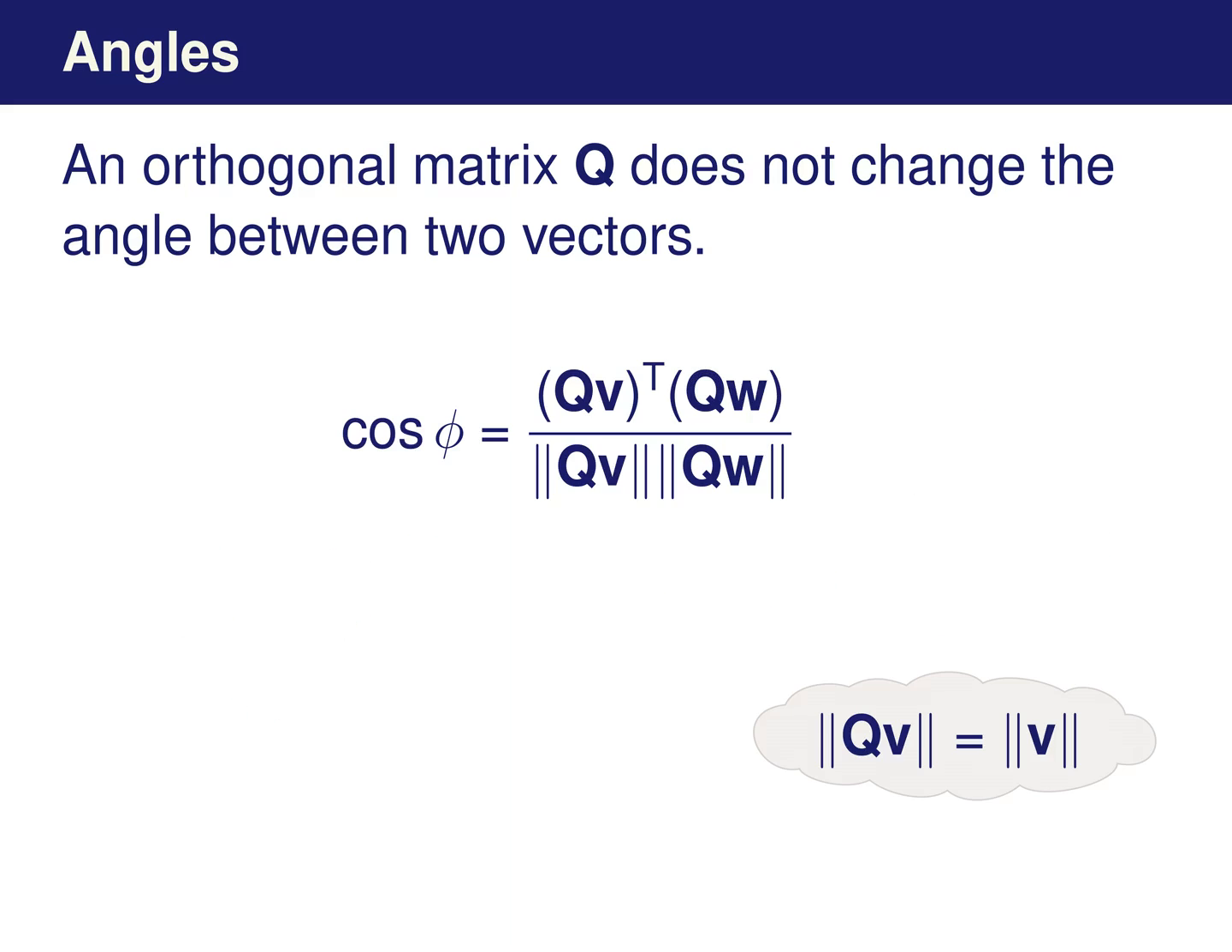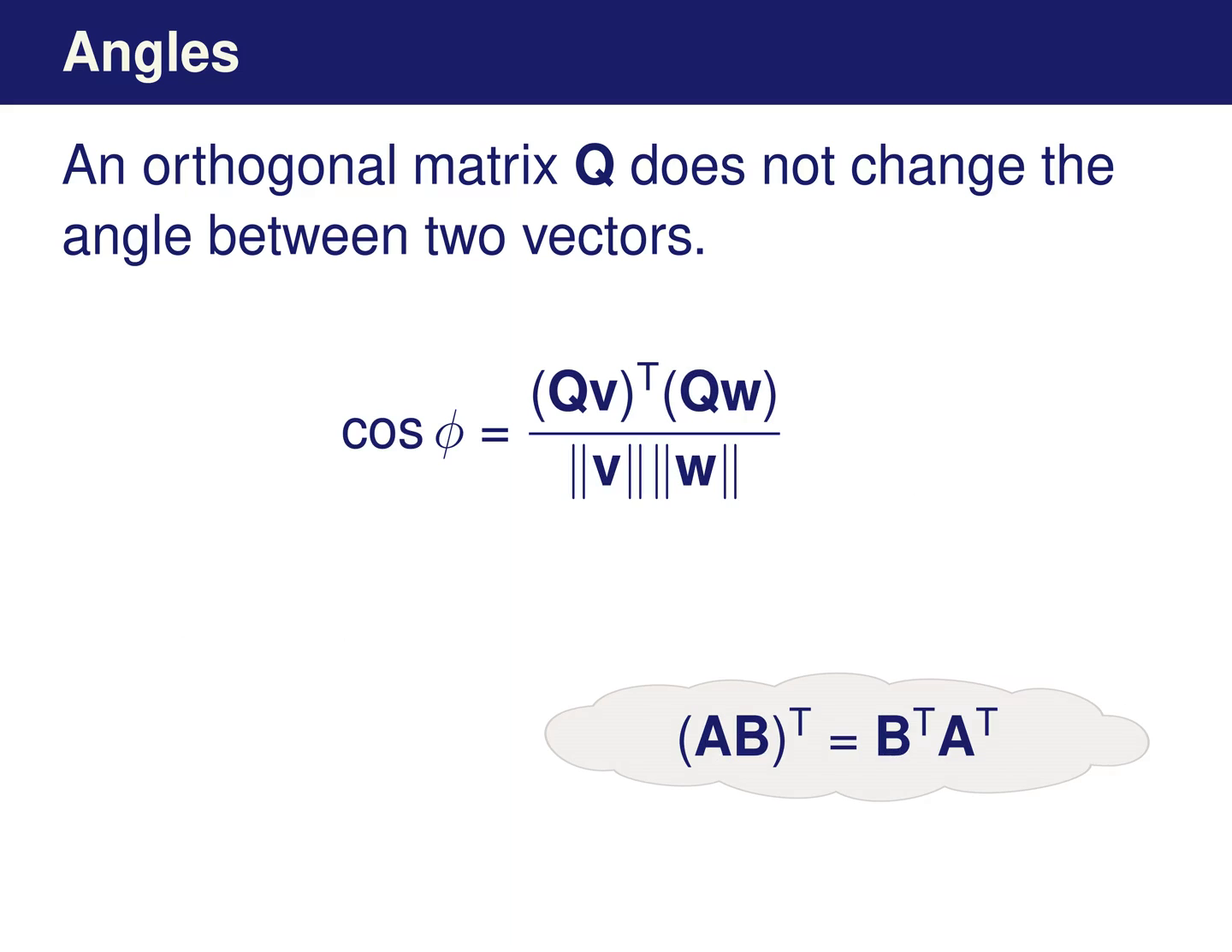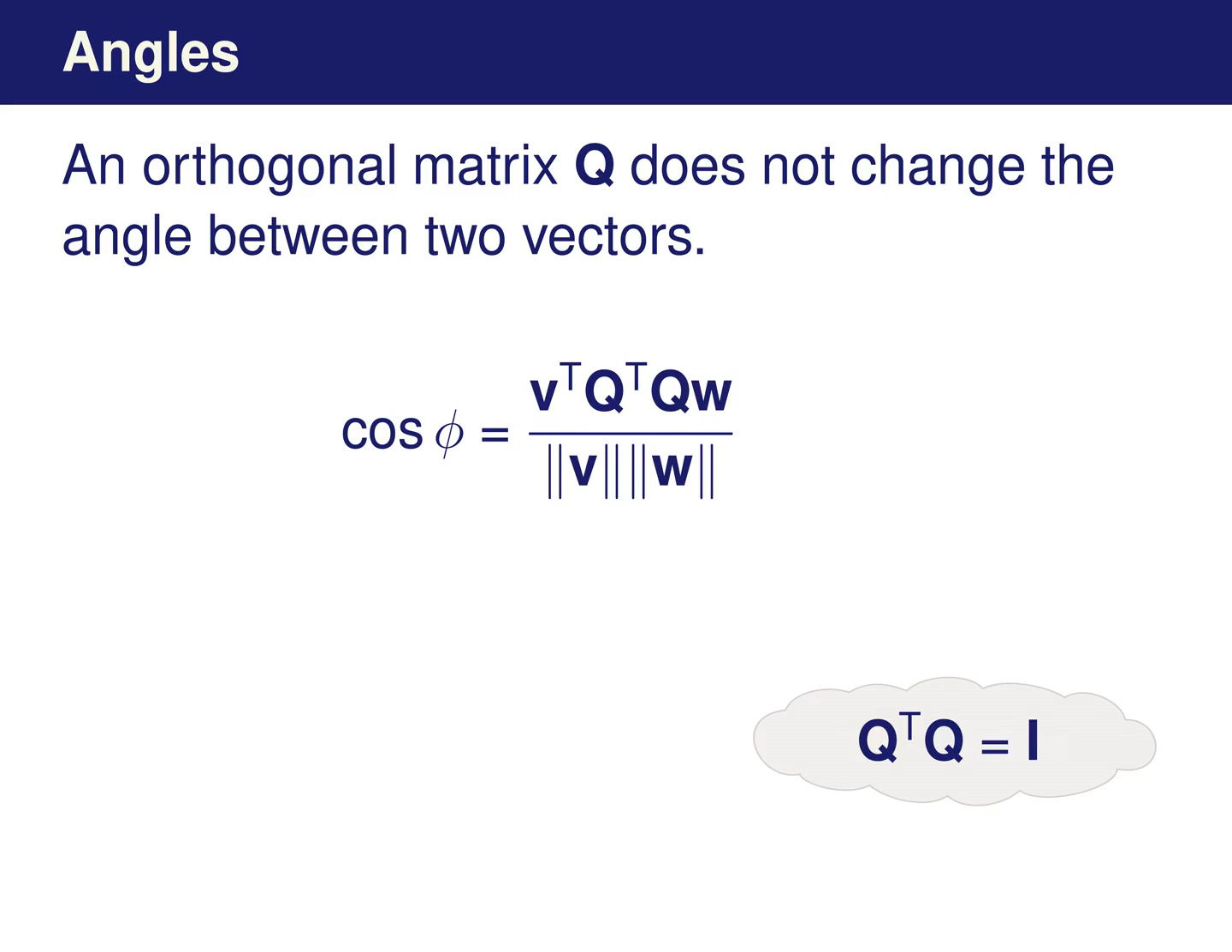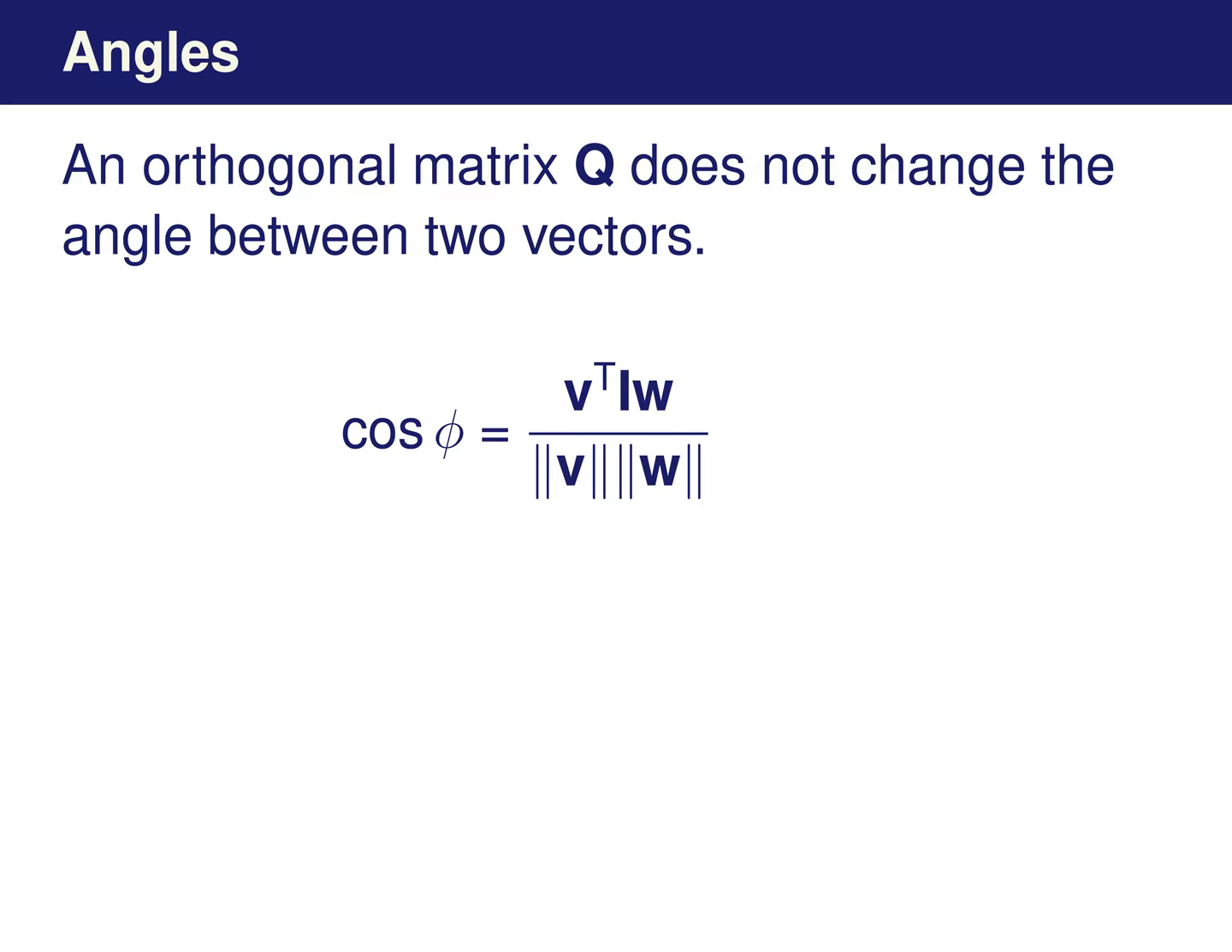We start with the cosine of phi. Because an orthogonal matrix preserves the length of a vector, the denominator is simply the product of lengths of the original vectors. We distribute the transpose in the numerator, remembering to reverse the order of the two terms. Q transpose Q is simply the identity matrix. So, we have that cosine phi is the inner product of v and w, divided by the lengths of v and w, which is simply the cosine of the angle between the original vectors v and w.